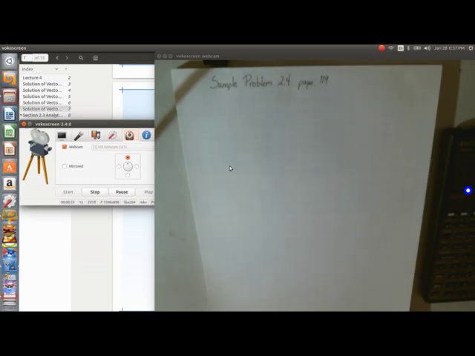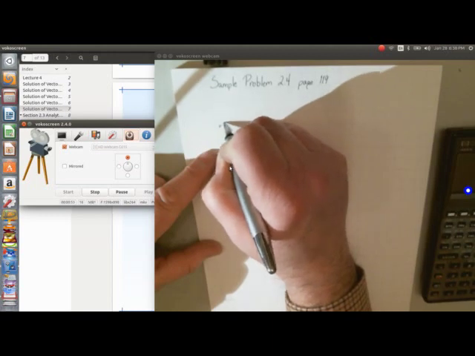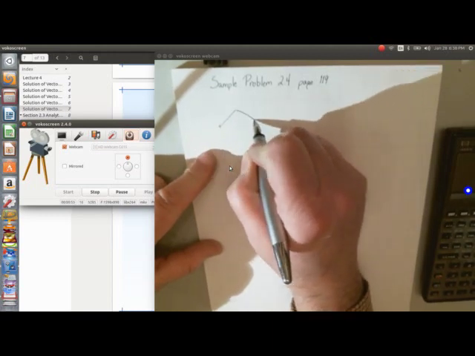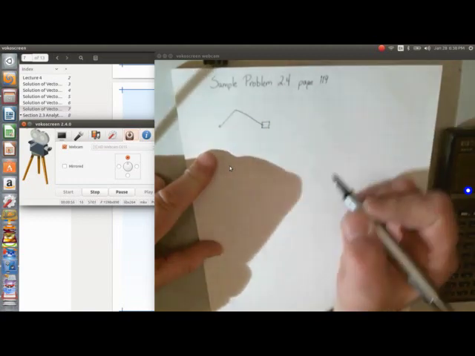Suppose an inline slider crank, and I'll draw the figure in a moment, has a crank described by the vector r sub 1 equals i plus j2, and a connecting rod length r2 is equal to 4. Find the connecting rod orientation and the slider position. So, we have a system that kind of looks like this.